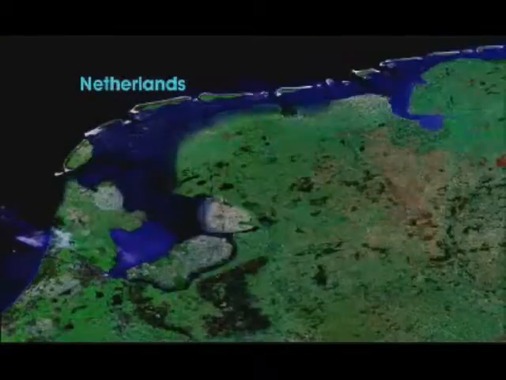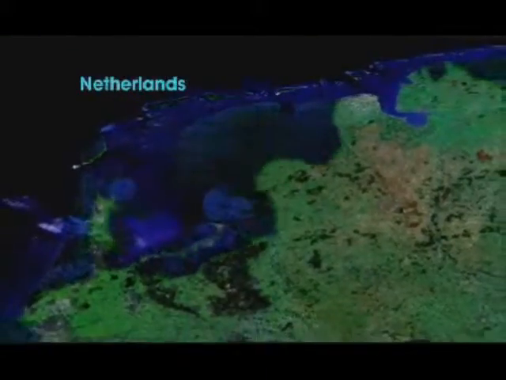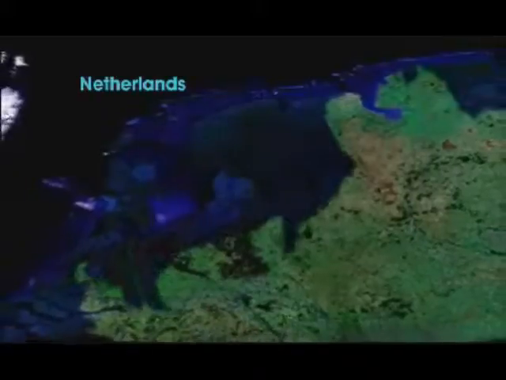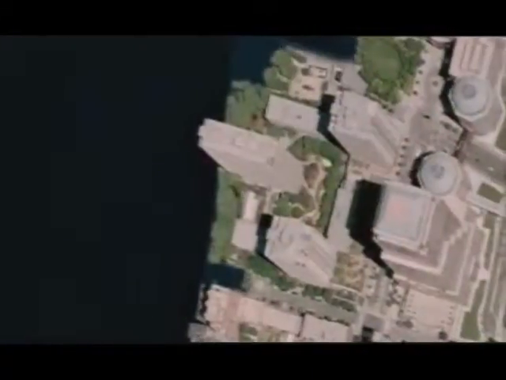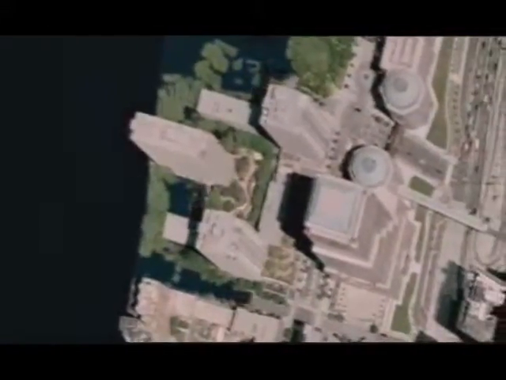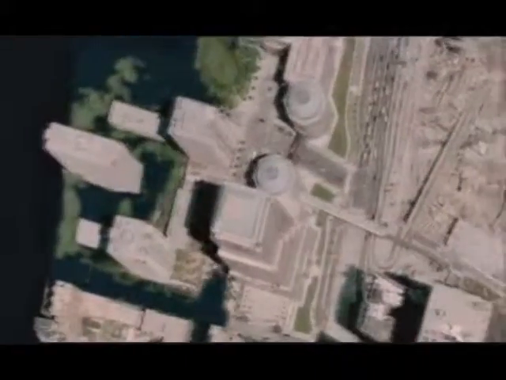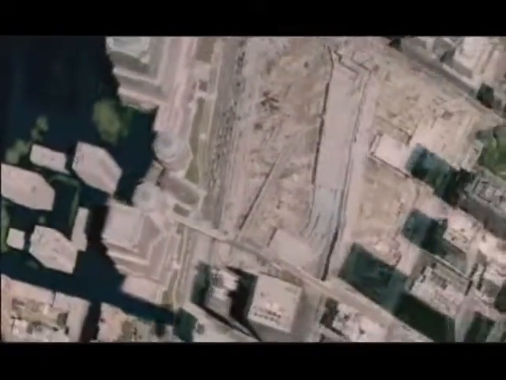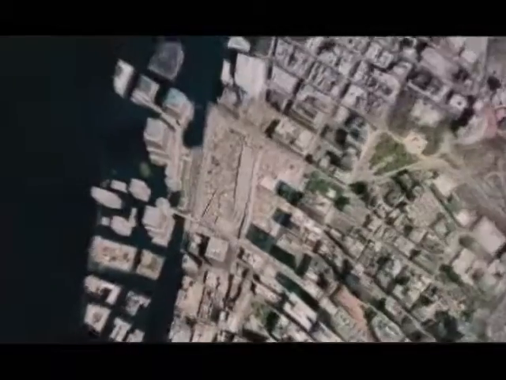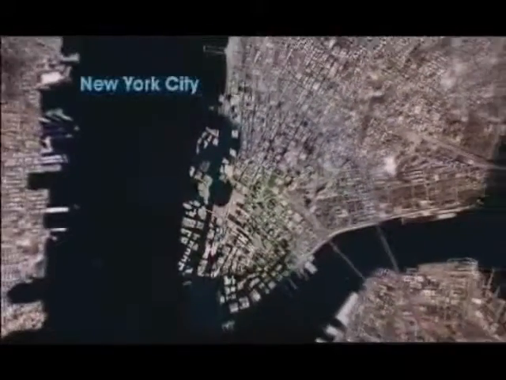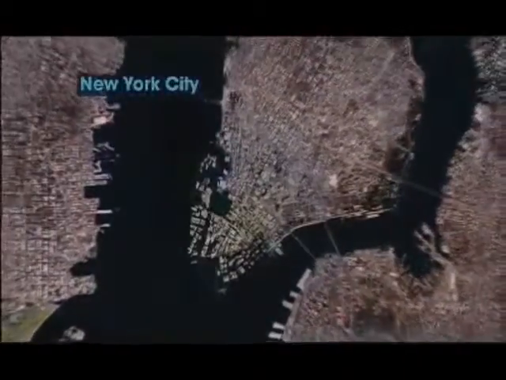The Netherlands, one of the low countries, absolutely devastating. But this is what would happen to Manhattan. They can measure this precisely, just as the scientists could predict precisely how much water would breach the levees in New Orleans.